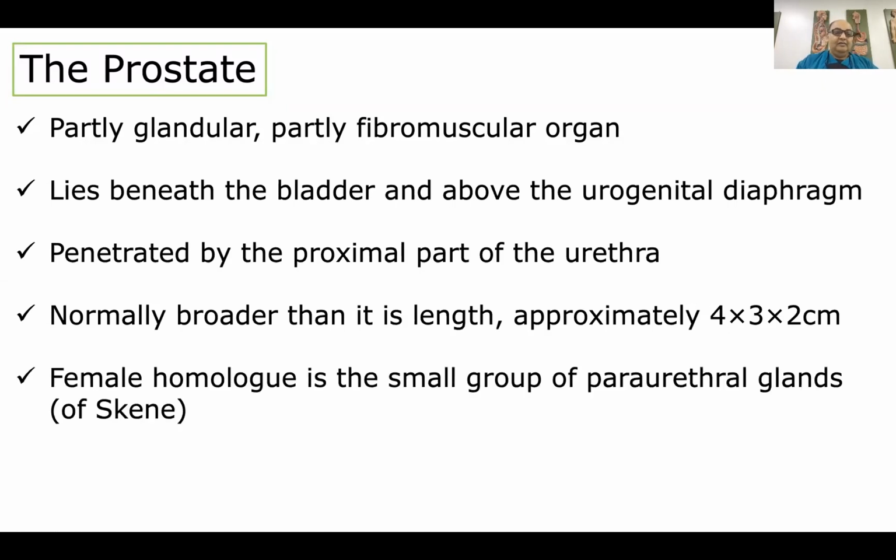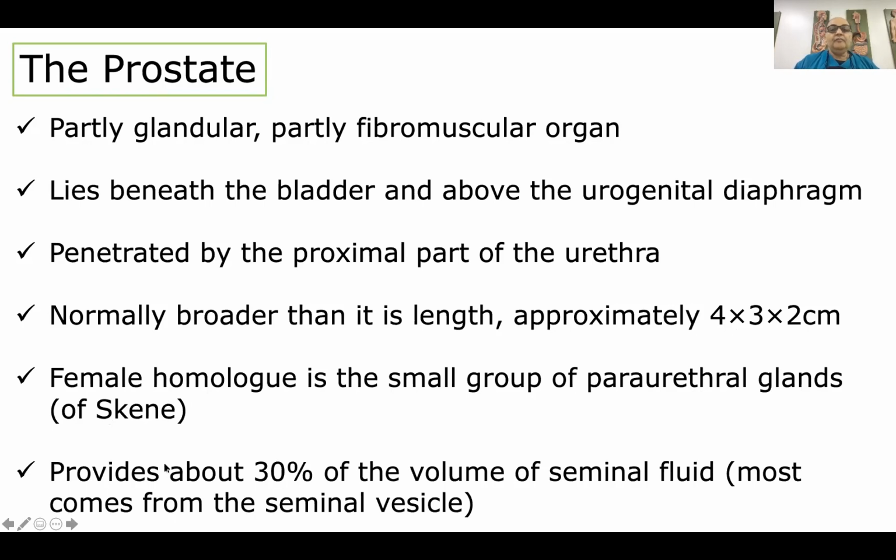And then what about females? Females don't have a prostate, but they have a special gland. Paul will be talking about it. The female homologues are a group of paraurethral glands, the glands of Skene. These are the counterpart of the prostate. They are present in females, but they do not work like the prostate. They are different. And why do we need the prostate in men? It provides 30% of the volume of seminal fluid.